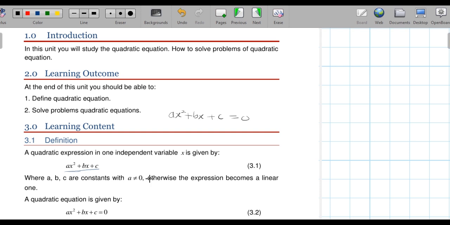A cannot be equal to 0 here, otherwise the equation becomes linear, because the square is what makes it quadratic, which means it's a polynomial of degree 2. If we remove this square, what we have is just bx plus c equal to 0, which is a linear equation. So this is our general form of a quadratic equation.